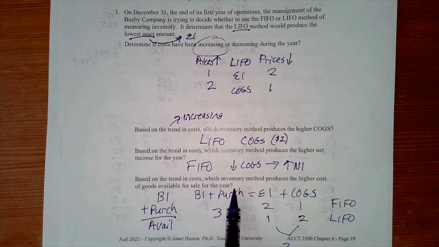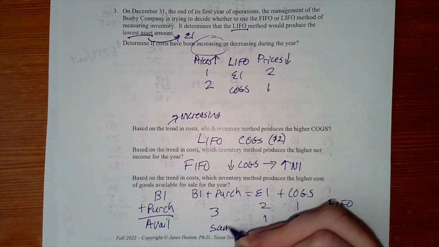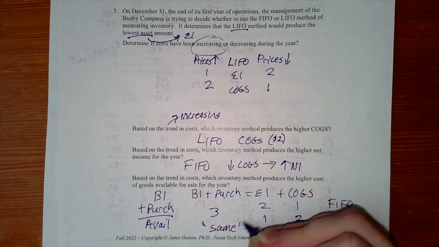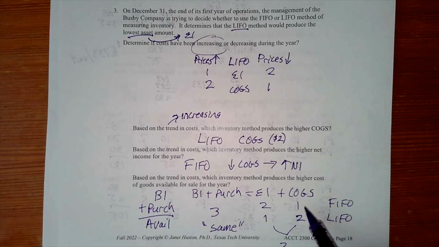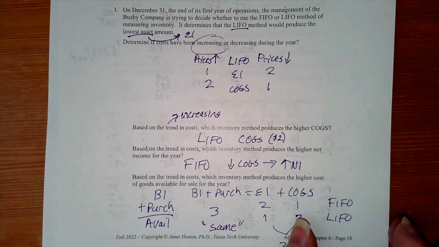So based on the trend, which inventory method produces the higher cost of goods available? Well, neither. They will be the same, because all we're doing is splitting up ending inventory and COGS two different ways, but they both equal beginning inventory plus purchases. Okay, let's move on to the next one, activity 5.